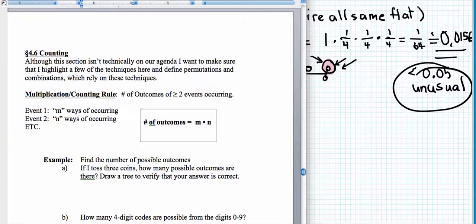All right, so next we'll be doing section 4.6, which is our counting techniques. So I'm just going to stop this video now, and I'll start another one up for the counting techniques.